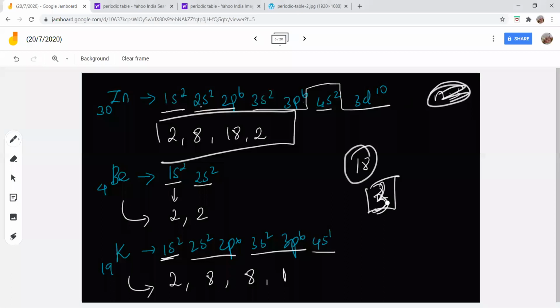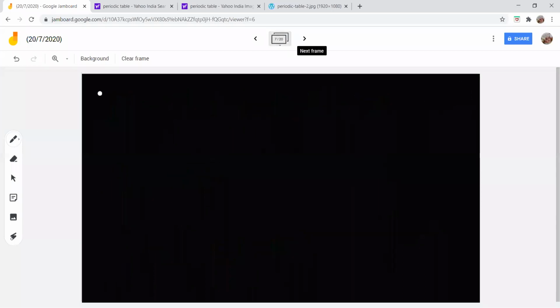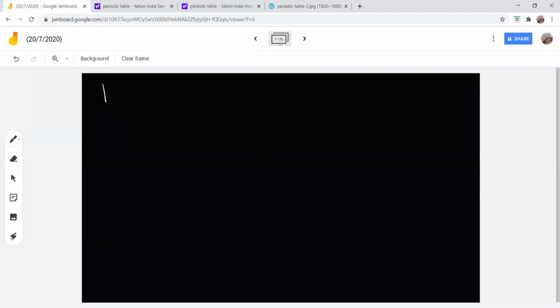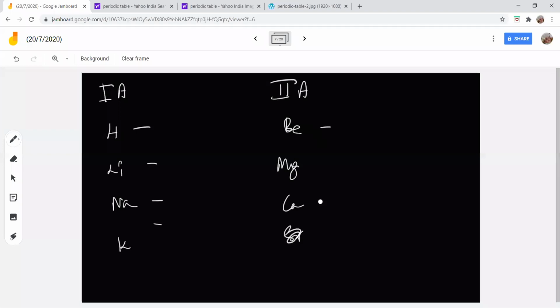So try presenting it as neatly as possible so that it will also be easy to study the periodic table chapter when I teach. You can write the first column, which they have named 1A or first group. Each column is called a group. So you can represent it as 1A, then write down its elements hydrogen, lithium, sodium, potassium, then write its electronic configuration. Then write down 2A, then beryllium, magnesium, calcium, strontium, and write its electronic configuration.